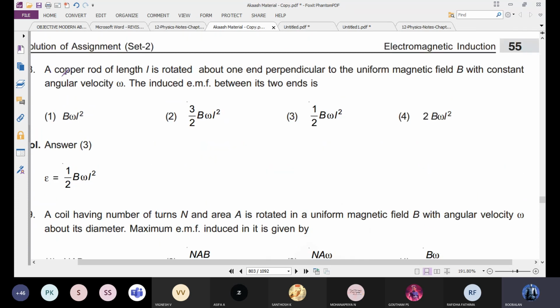Please note down the formulas now. It is relevant to angular velocity. Okay, angular velocity: half B omega l square, that is half B omega l squared. Before, we discussed the energy stored, that is 1 by 2 L I square. Angular velocity means you will get B omega l square.